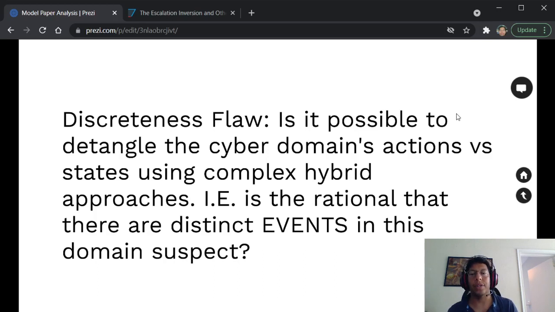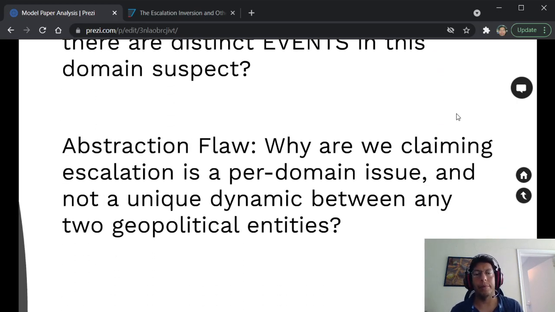The rationale, especially when you're talking tit for tat, is that they did something to me, I did something back. But if we're talking long-term campaigns that I've planned out over years and that are leveraging all sorts of different things, failing and succeeding, the rationale that there are different events in this domain is pretty sus, let's just put it that way. And I think the abstraction flaws are pretty rife in a lot of these papers. Why are we claiming the escalation is just in the cyber domain and is not a unique dynamic between two geopolitical entities and all of their conflicts?